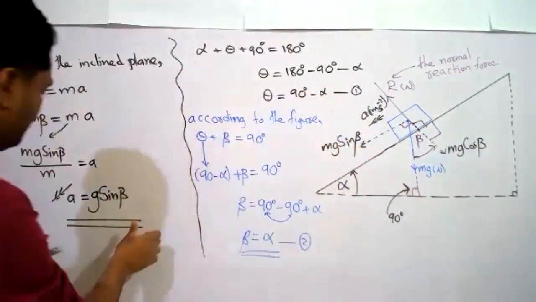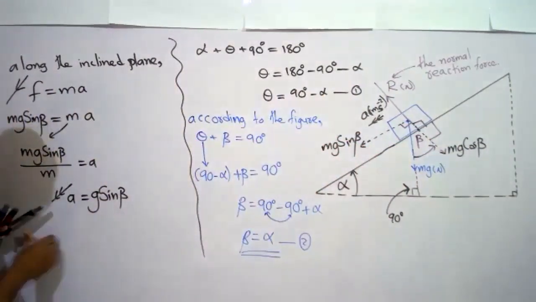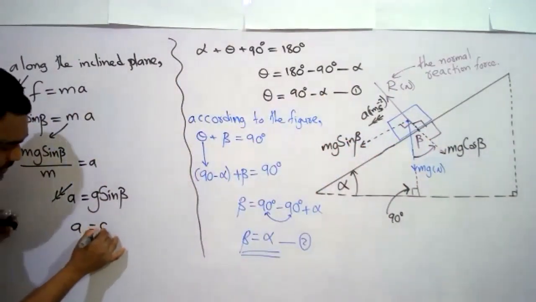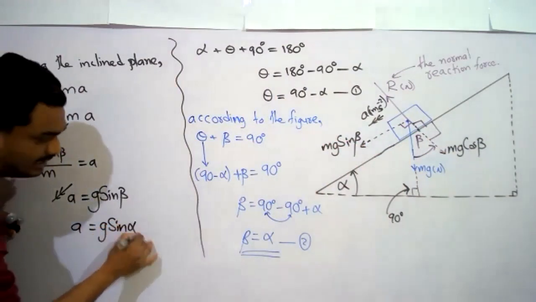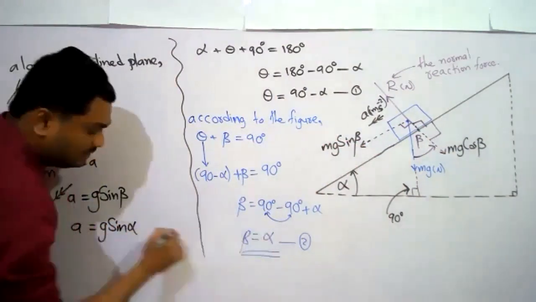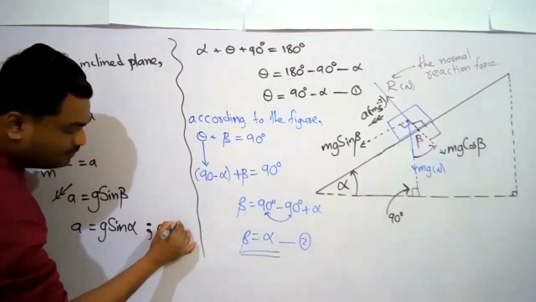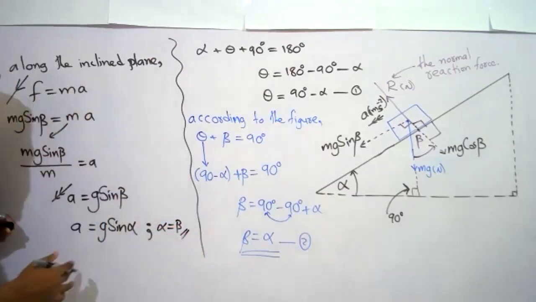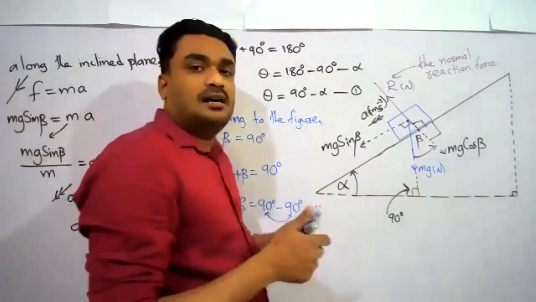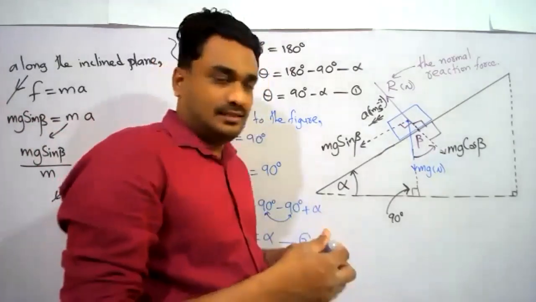So if you want, you can write one more step saying a equals g sine alpha, the reason being that alpha and beta are equal. Right. Now let us try an example.